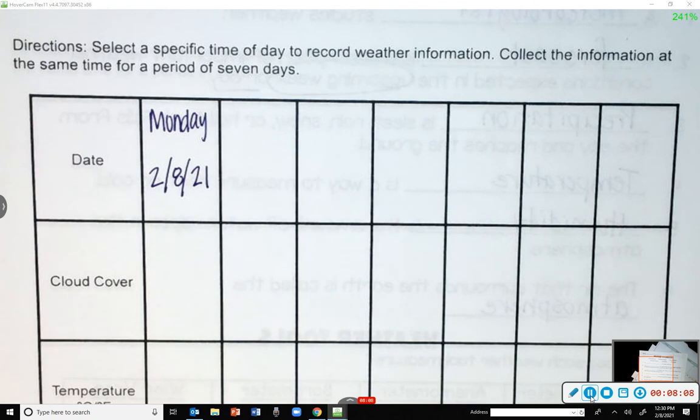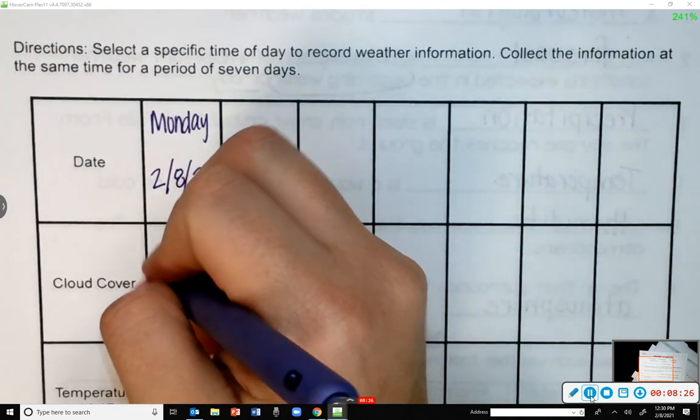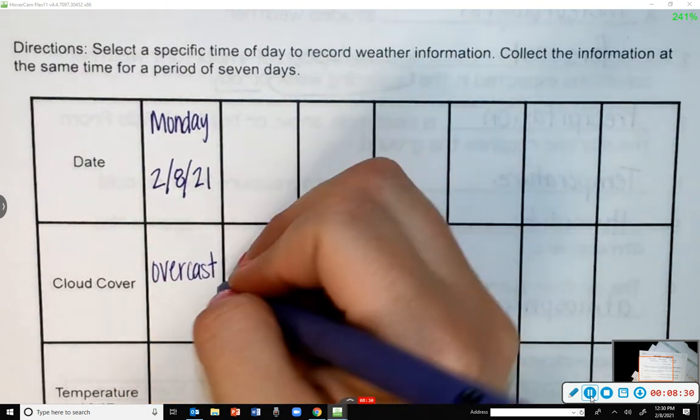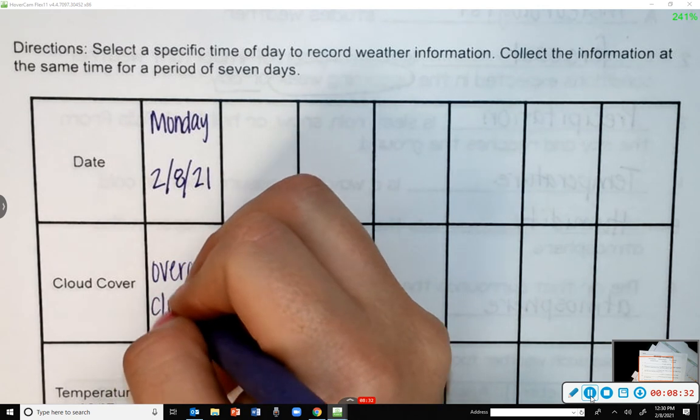It's like they might say it's going to rain on Tuesday. Okay, so let's talk about the cloud cover. When we went outside today, what did you notice about the clouds? They were like foggy. It was very cloudy, right? So we could say overcast. You might hear that word. So you could say cloudy or overcast.